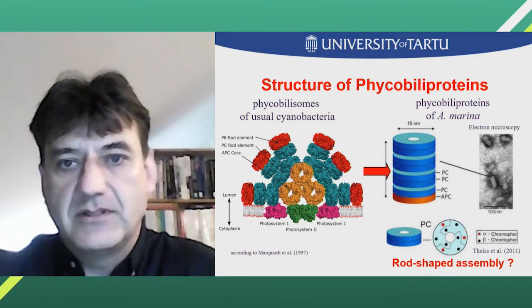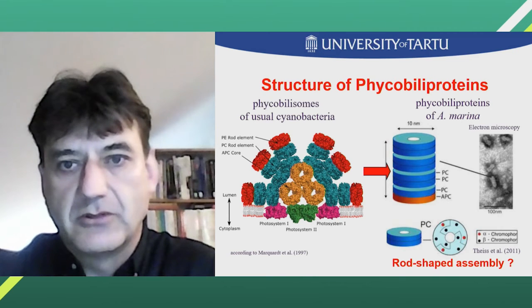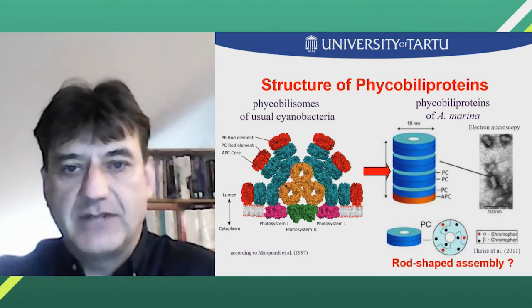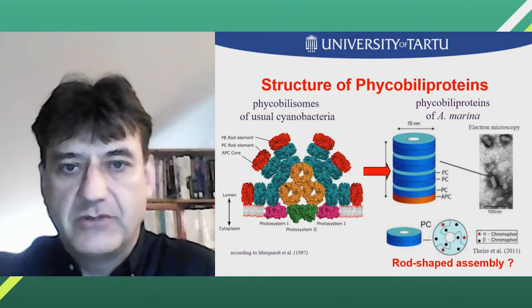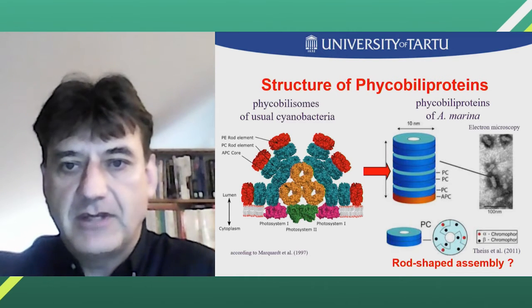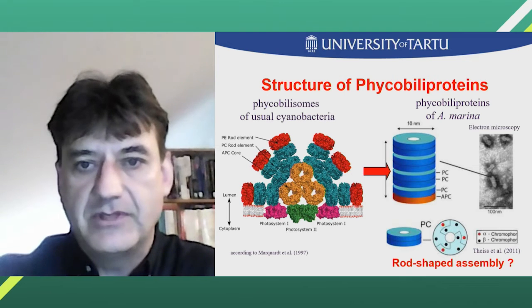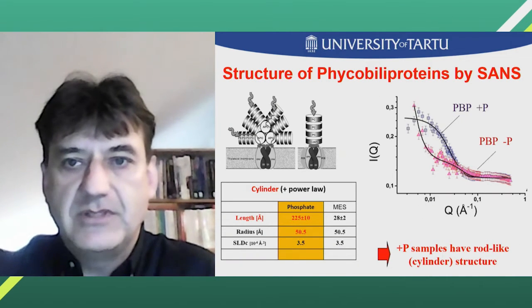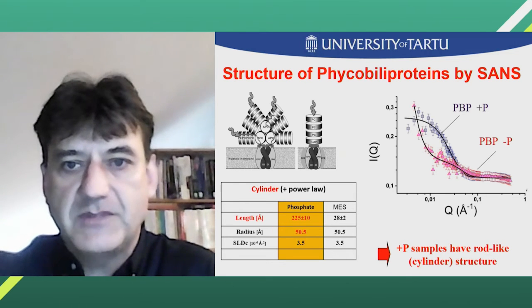But we studied a system from a particular cyanobacterium called Acaryochloris marina, which is supposed to form a rod-shaped supercomplex of phycocyanins. But it was unclear under which buffer conditions you really retain such a structure, and how many phycocyanin subunits you really have in this. So we performed experiments on these phycobiliproteins in phosphate-containing and phosphate-less buffers.